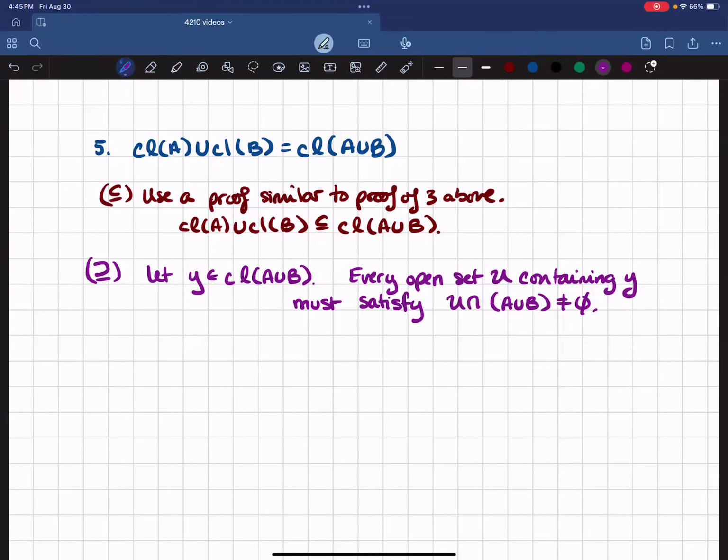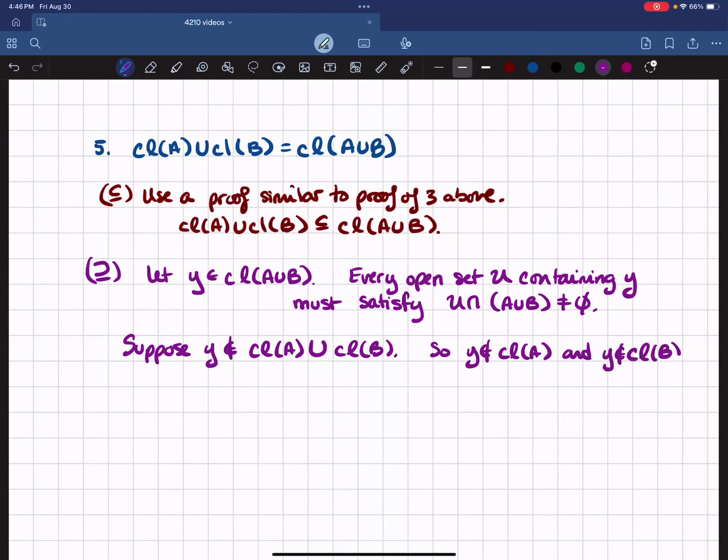Okay, now we want to show that Y is in the closure of A union the closure of B. And so what I'm going to do is use a proof by contradiction. So suppose Y is not in the closure of A union the closure of B. Well, if it's not in the union, that means it's in neither of them, right? So Y is not in the closure of A, and Y is not in the closure of B.